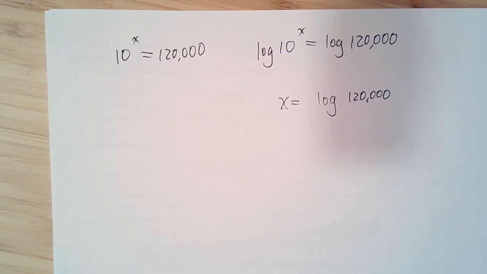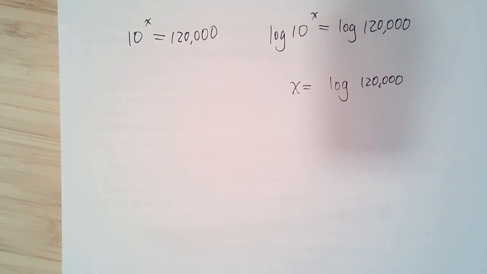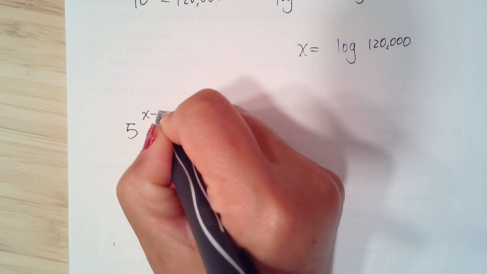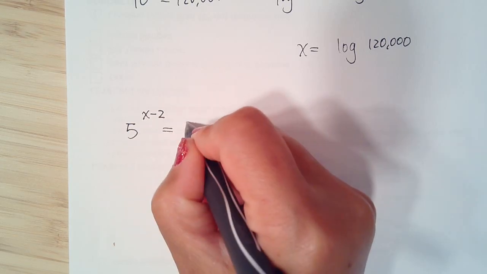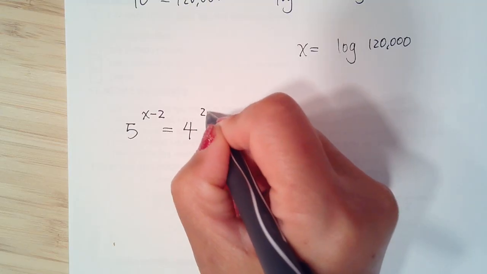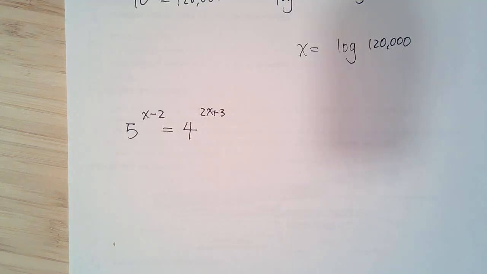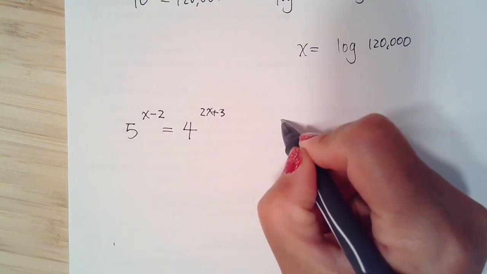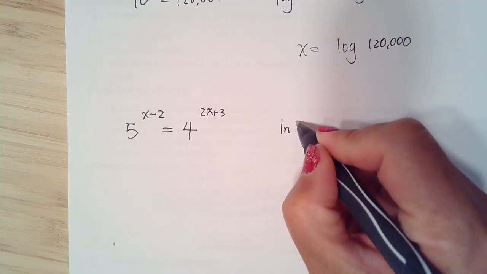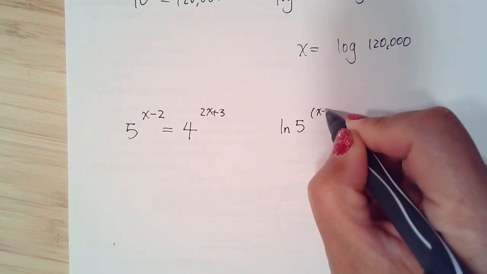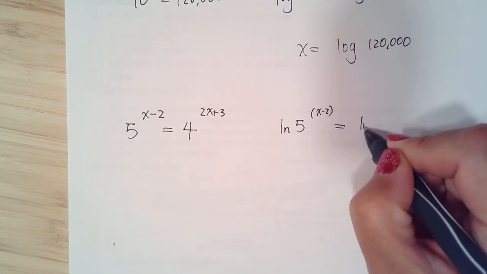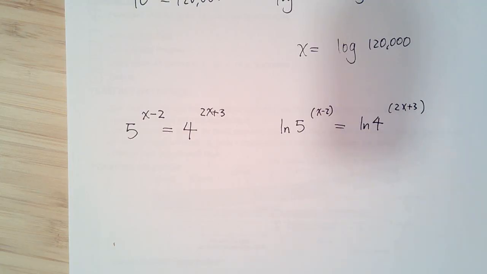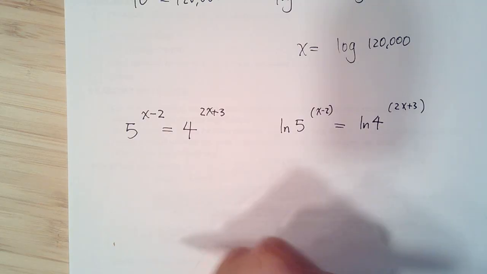All right. Now try something even more complicated. So let's see, can you solve this? 5 to the power of x minus 2 equals 4 to the power of 2x plus 3. If you don't know what to do, take log. Take natural log. I like to take natural log. This is even easier. So ln of 5 to the power of x minus 2, and here is the ln of 4 to the 2x plus 3. The good thing is, after I take the log, this exponent I can bring in front of the log.